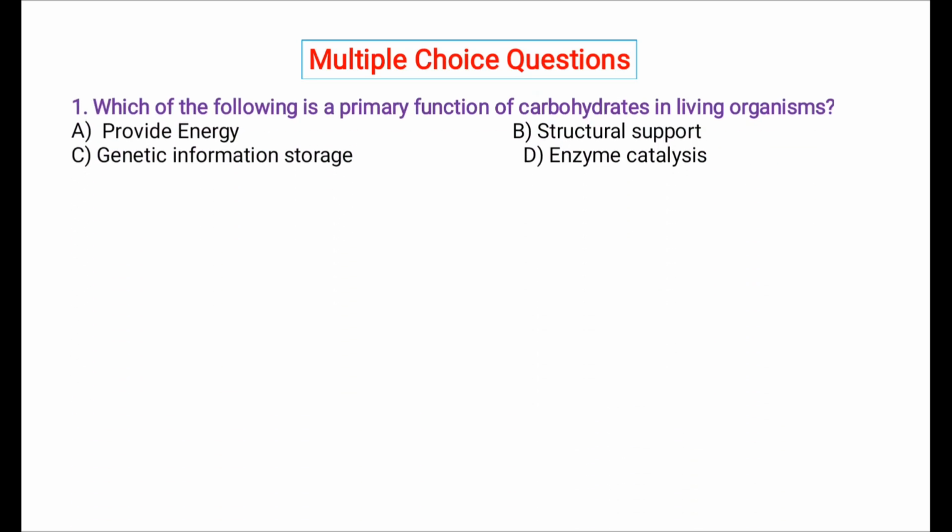So the first question: which of the following is the primary function of carbohydrate in living organisms? A. Provide energy. B. Structural support. C. Genetic information storage. And D. Enzyme catalysis. So providing energy, A, is the correct answer.